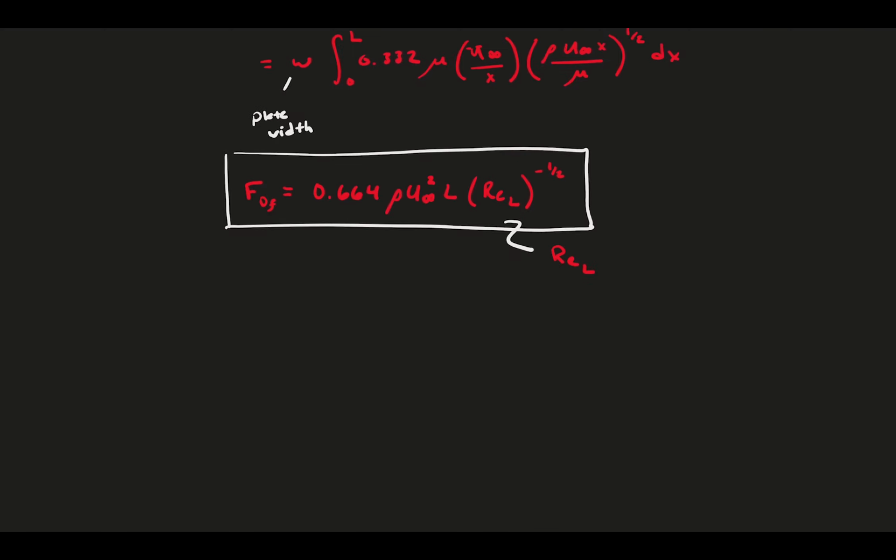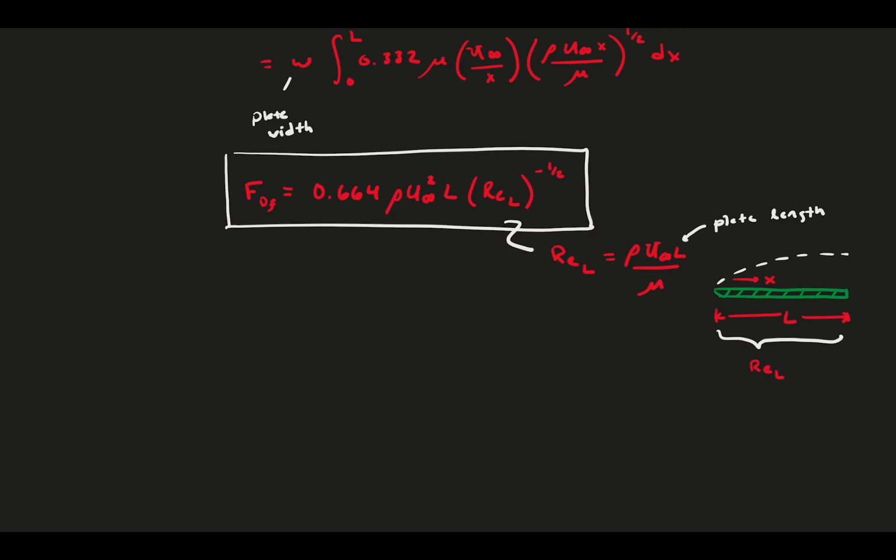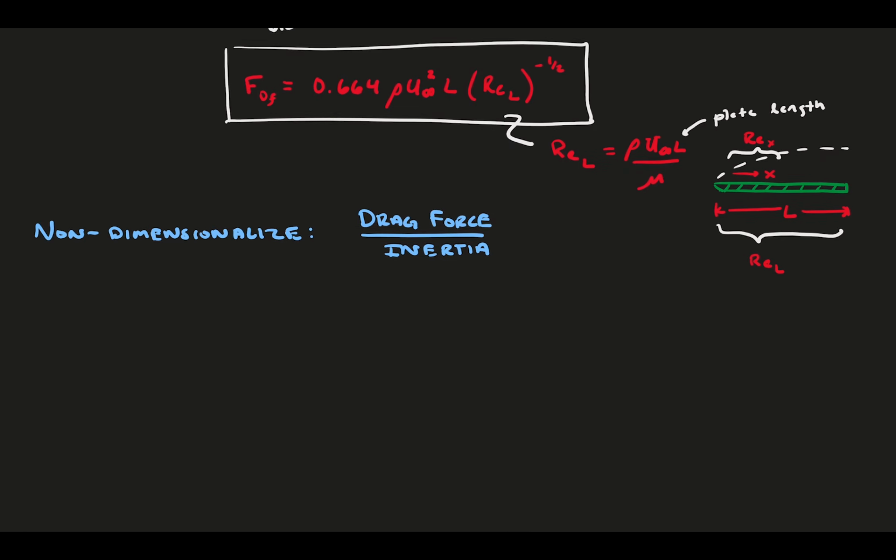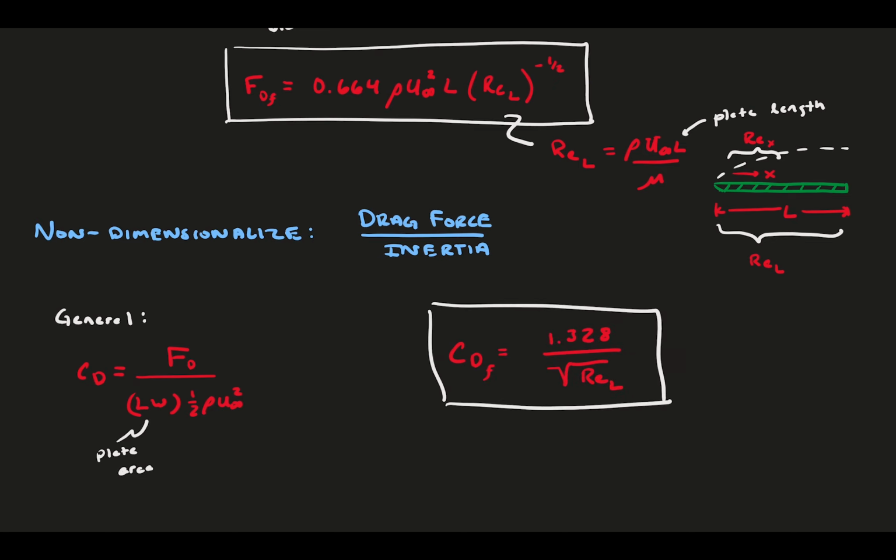It's important to note that for boundary layers, when there is a subscript on the Reynolds number, it's typically referring to the length scale you use in the Reynolds number calculation. Sometimes you'll see Re sub L, or Re sub X, or even Re sub theta, which is a Reynolds number based on the momentum thickness. This drag force can also be non-dimensionalized using the flow inertia. The general drag coefficient is the force of drag divided by the area of the surface times 1/2 density times velocity squared. Specifically for laminar boundary layers, this transforms into the following function of Reynolds number based on plate length.